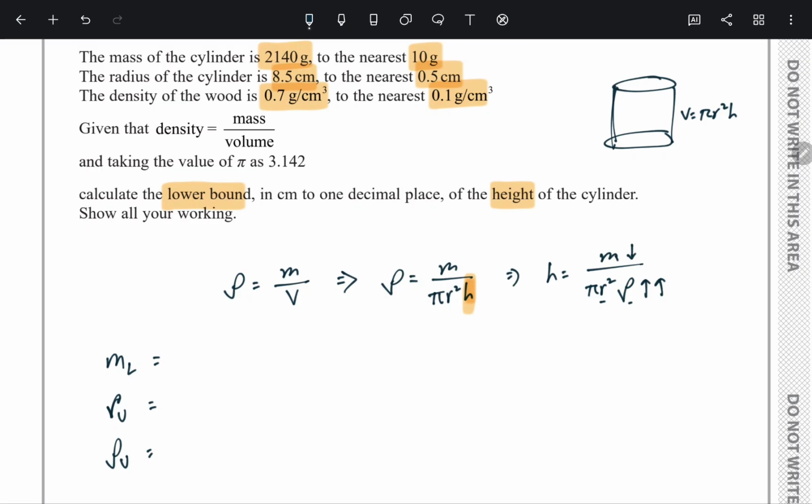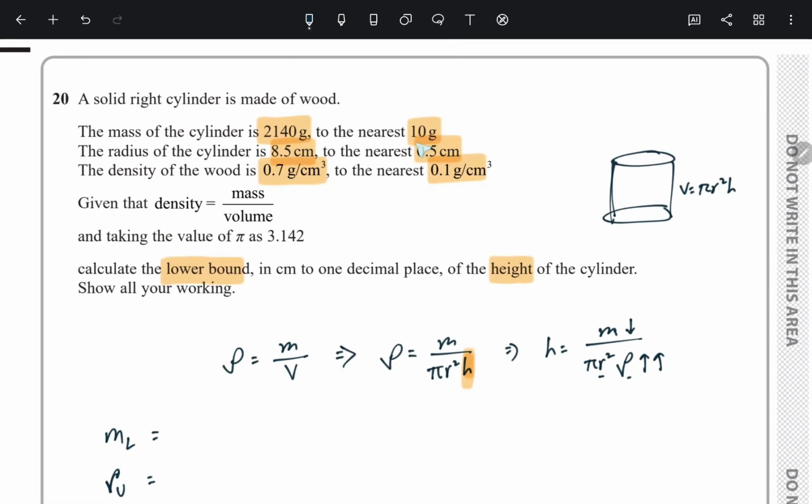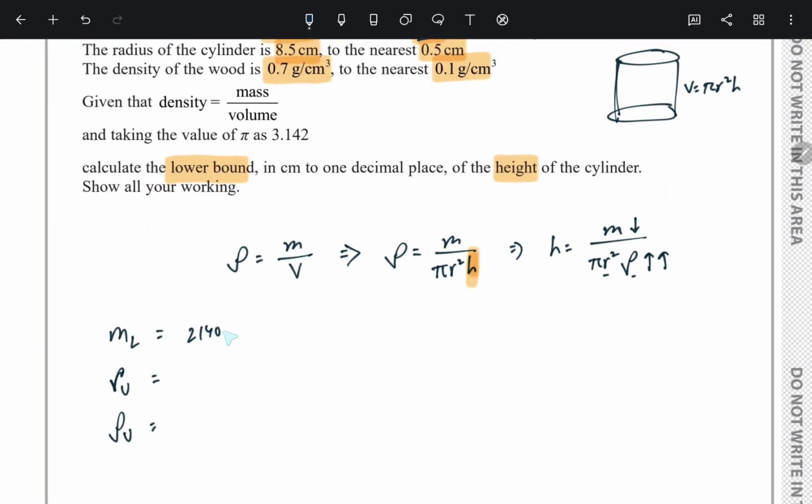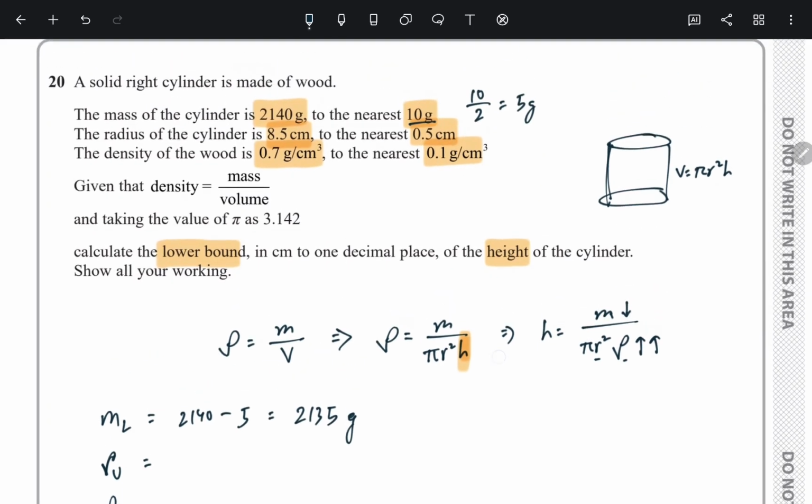So to find the lower bound, first we have to do this. It's rounded off to the nearest 10 grams, so 10 divided by 2, that's 5 grams. For the lower bound, we subtract 5 grams from this, 2140. So the lower bound is going to be 2140 minus 5. That's 2135 grams. That's the lower bound. To get the upper bound, we have to add 5 grams to it.